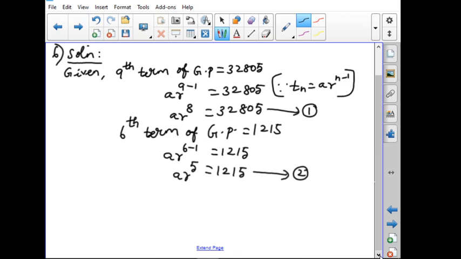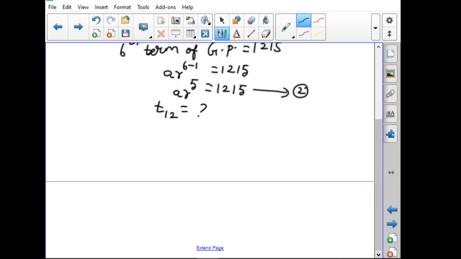Next, they asked us to find T12, the 12th term of the GP. Now we have two equations. We can solve these two equations to get A and R, then we have to find out T12.